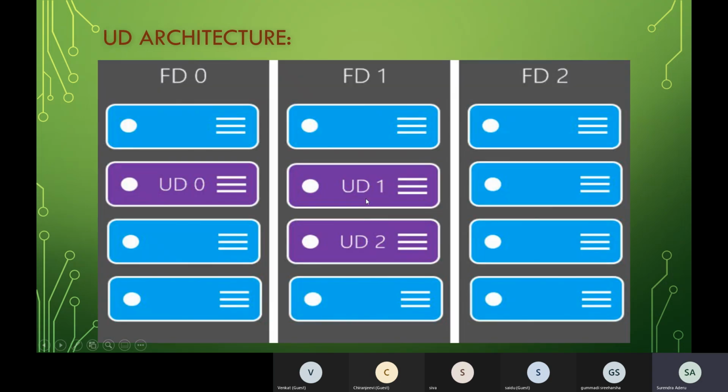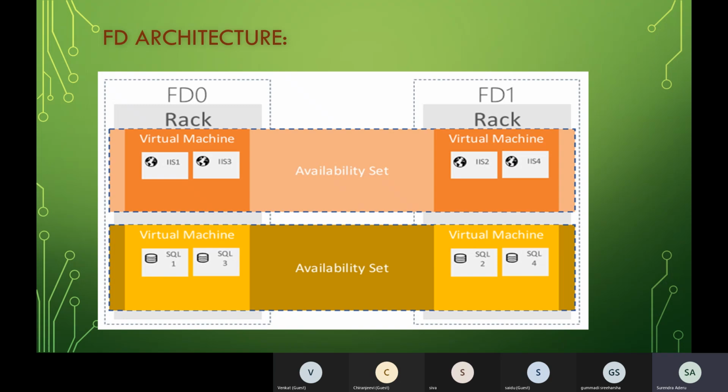In this scenario, I have selected the fault domain value as 2 only, but it supports a maximum of up to 3. It means you can distribute your workloads across 3 different racks and 3 different physical hardwares.